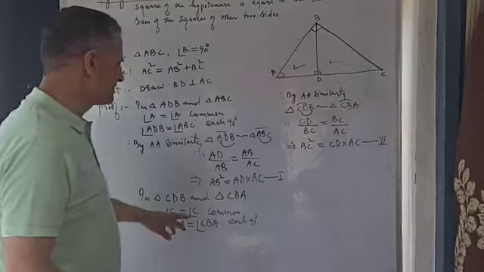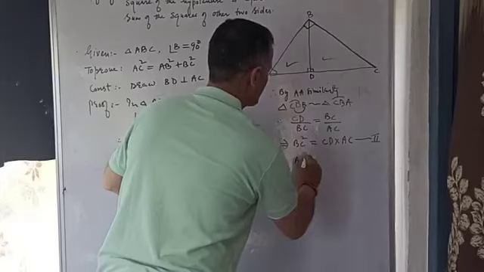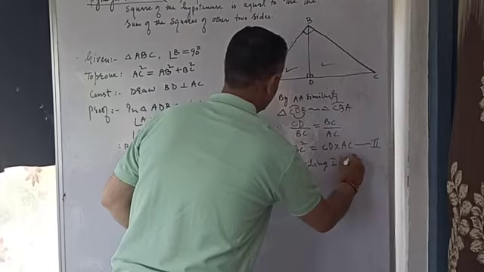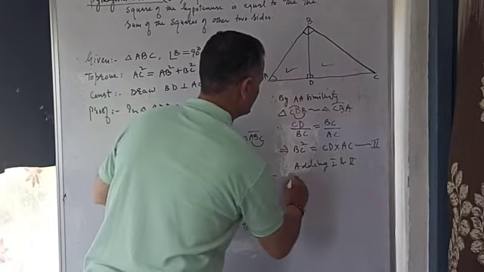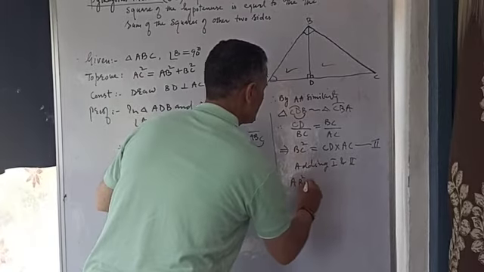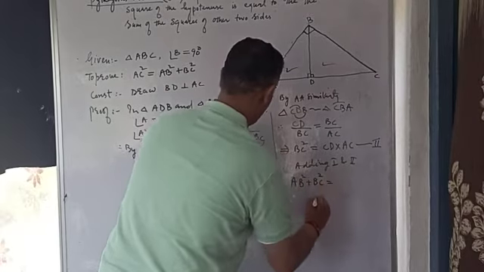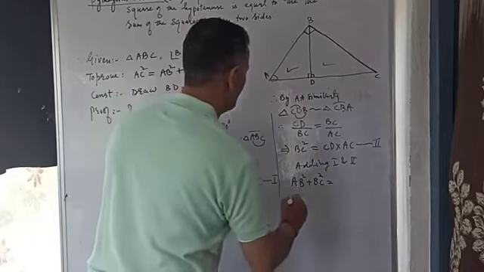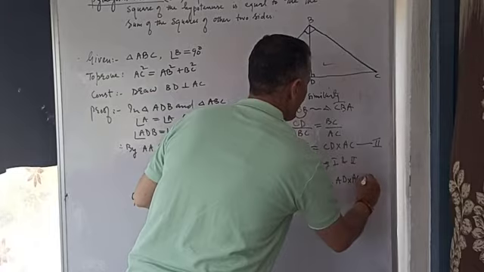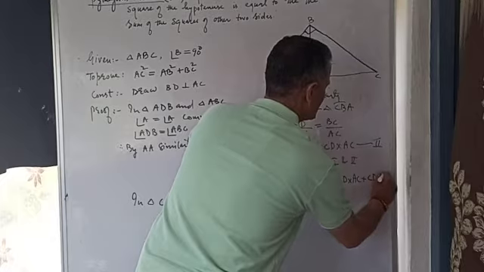If you add the first equation and the second equation, what will you get? Adding first and second, what will you get? On the LHS of both the equations you will get AB square plus BC square, equal to AD into AC plus CD into AC.